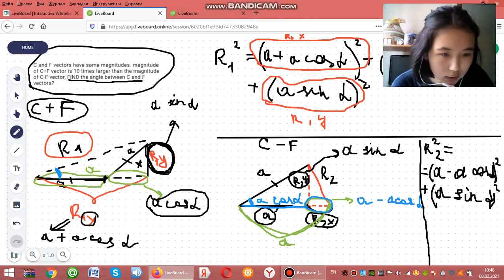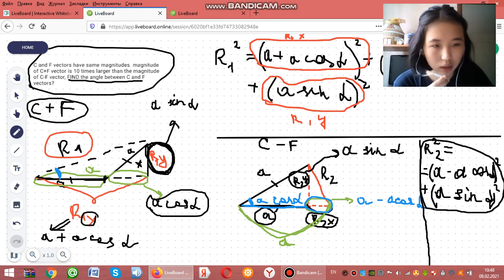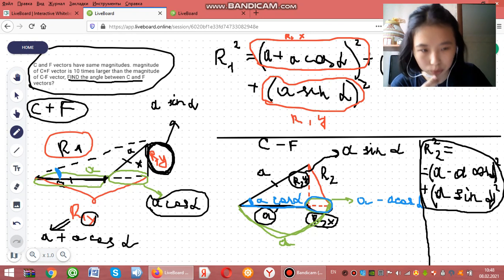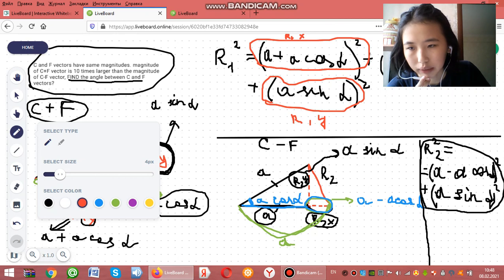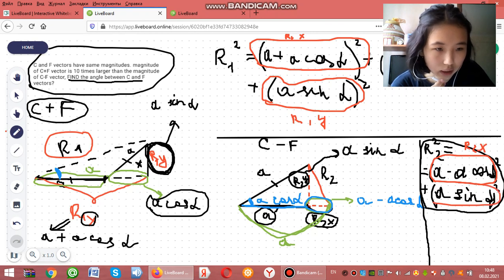So I already wrote the equation about resultant vector 2. Let me explain again. Here a minus a cosinus alpha is second x, and a sinus alpha is second y.